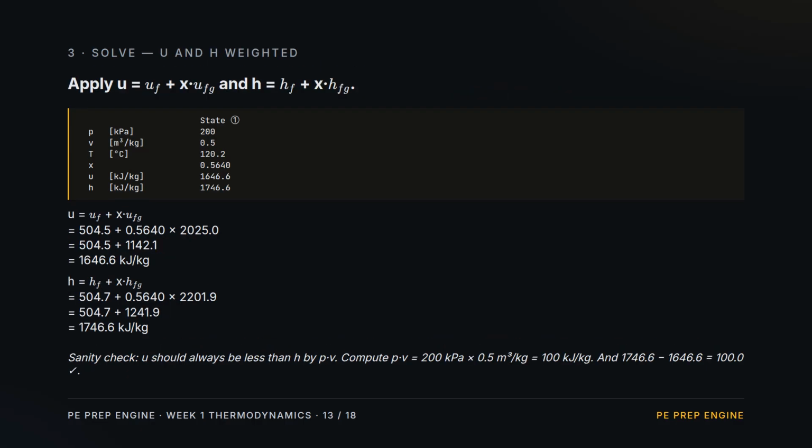Step 6. Apply the quality weighting. u equals uf plus x times ufg, which gives 1,646.6. h equals hf plus x times hfg, which gives 1,746.6. Quick head check. h minus u should equal P times v, and Pv here is 100. Exactly the gap between them. Free verification that your table values are consistent.